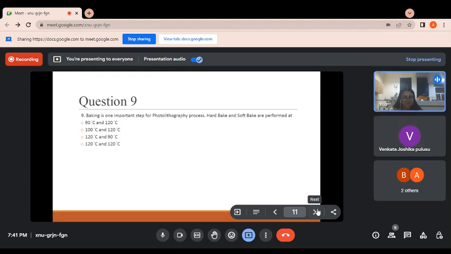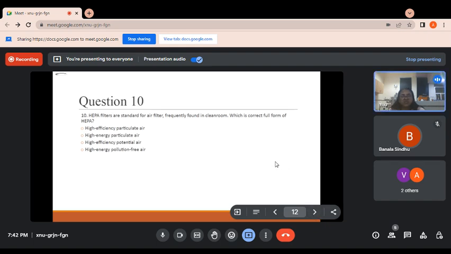And what about AZ resist? Is AZ resist a negative or positive photoresist? Negative, ma'am. Yes, negative photoresist. So what is the time required for the hard bake or soft bake process? 1 minute, ma'am. No, it is not 1 minute. Actually, it depends on the thickness of the resist. Okay, yes, ma'am.